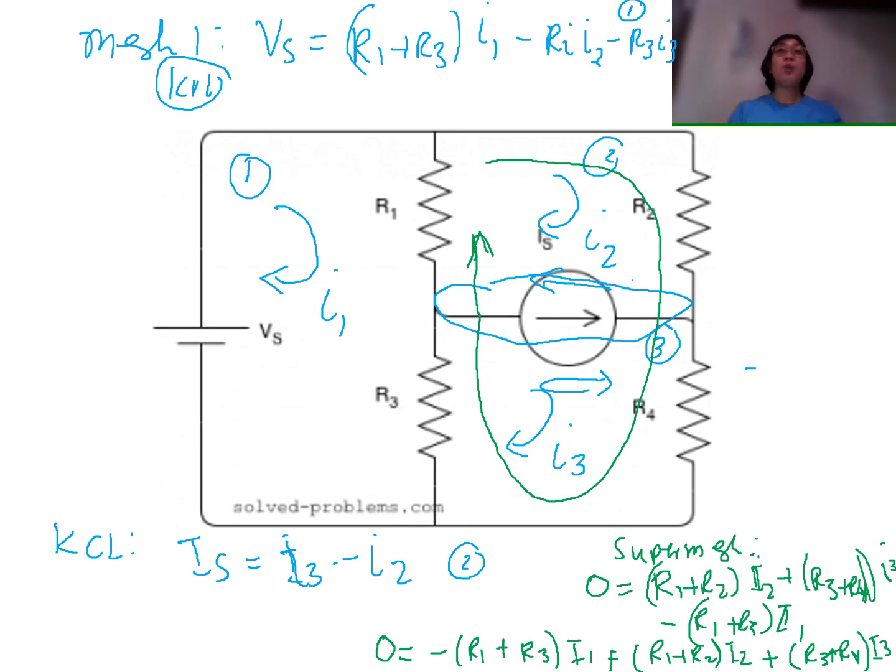Practice solving simultaneous equations. You may use Cramer's rule, or you may solve simultaneous equations by substitution or by elimination. There are many ways of solving simultaneous equations. The important thing is that you have the correct mesh equations.